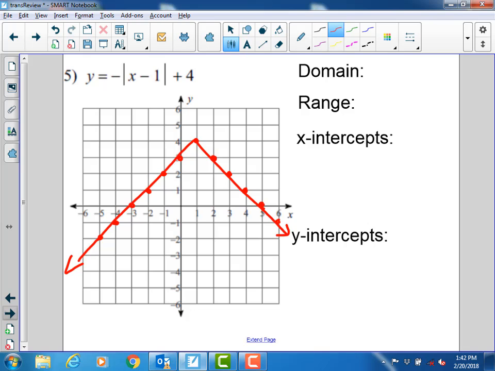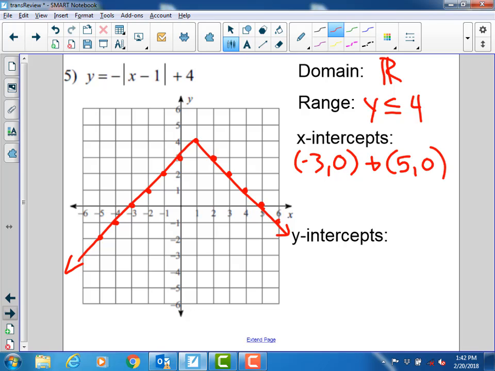So our domain, just like with quadratics, is all real numbers. The range is y is less than or equal to 4. X-intercepts we plotted, (-3, 0) and (5, 0). And then the y-intercept is (0, 3).